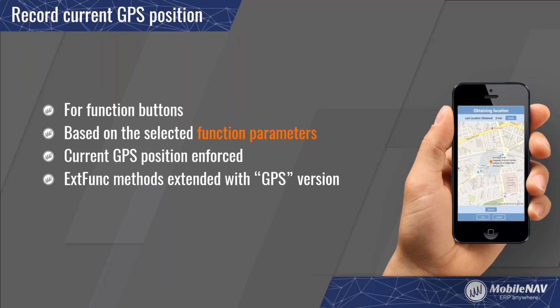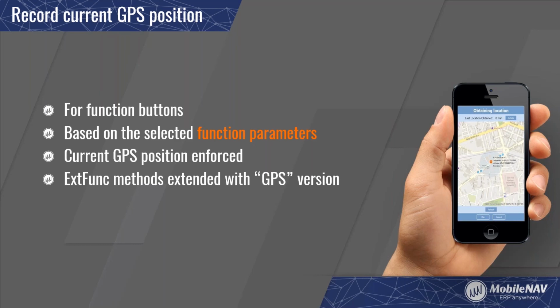The next one is record current GPS position. We have basically made that available for function buttons. So if you have a function button or action button like creating a PDF or capturing the signature, then you can have a function which also requires the user to register the GPS coordinate. How is that done? Basically based on the function parameters that you assign to the function button or the signature button, for example, because based on the function parameters, MobileNAV will know that it will also request the GPS position of the user.